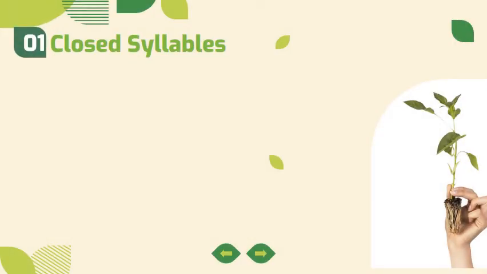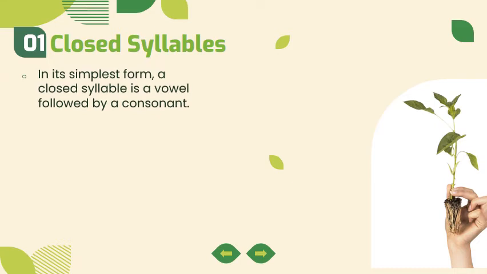Start with the phonics, closed syllables. What do we mean by closed syllables? What do we mean by syllables even? In its simplest form, a closed syllable is a vowel followed by a consonant. Every part in a word that has a vowel letter and makes a sound makes a unit, a syllable. When we say that a syllable is closed, it's a vowel letter followed by a consonant, and the consonant is among the units that the vowel letter makes.